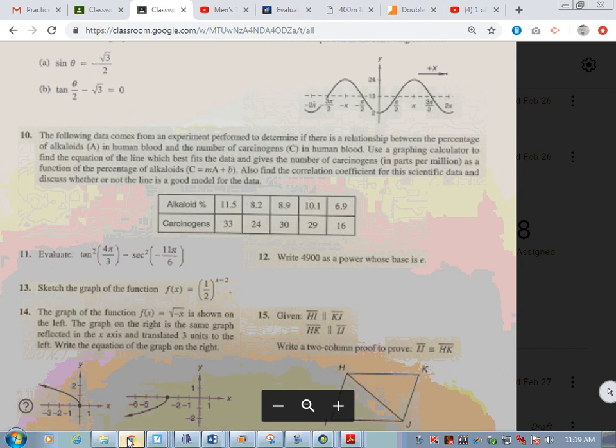It just exploded. All right, we want to write 4900 as the power whose base is e. That's natural log of that. So all we're doing here, and I can probably just type this out, ln 4900, and it's going to give me a decimal, which we're going to write off as e to that decimal, which should be e^4970.